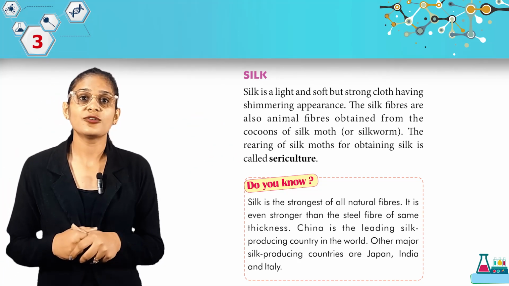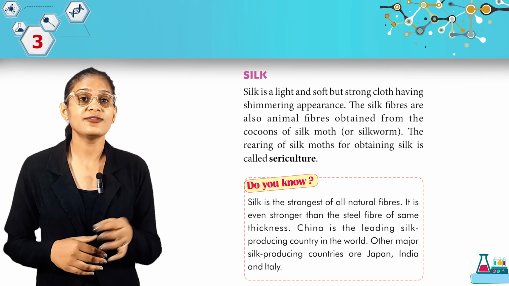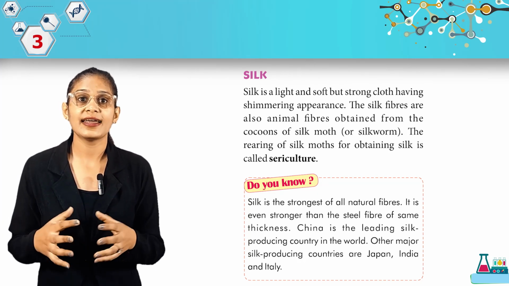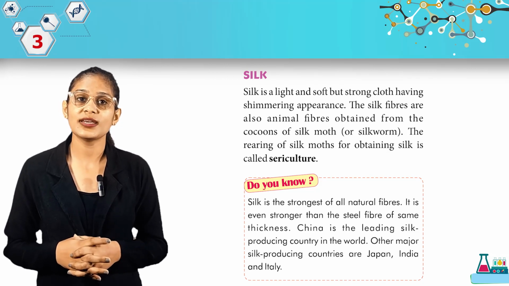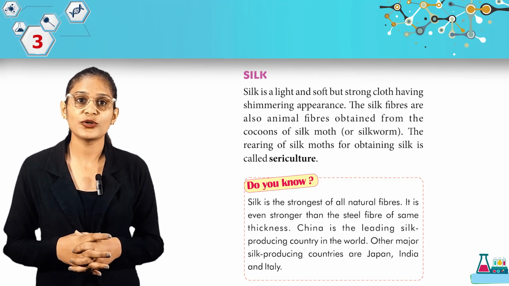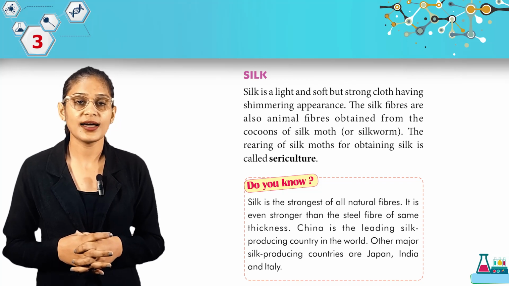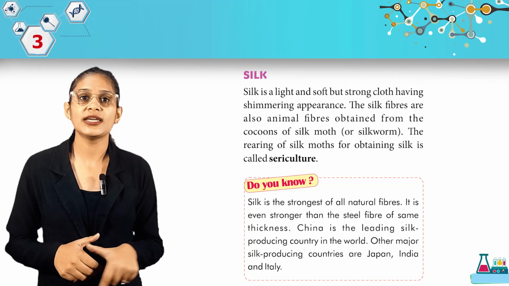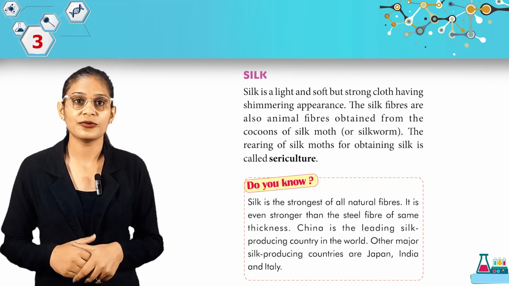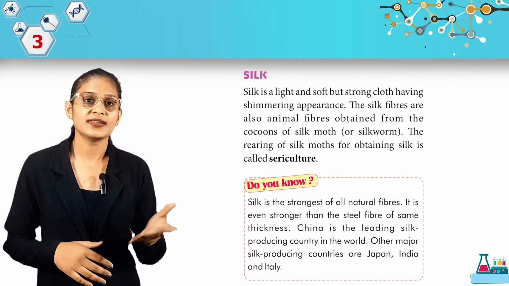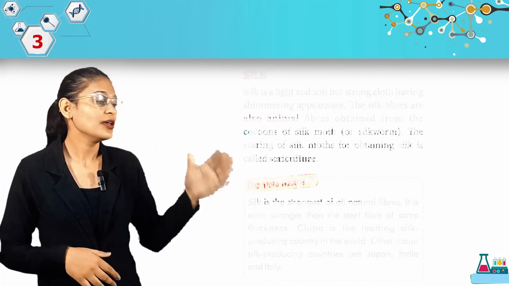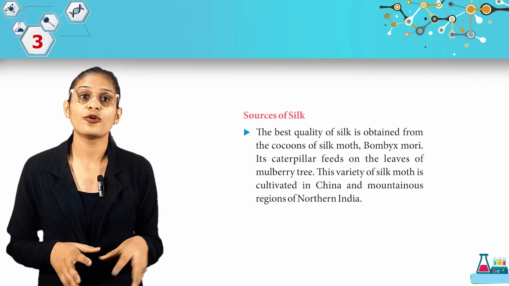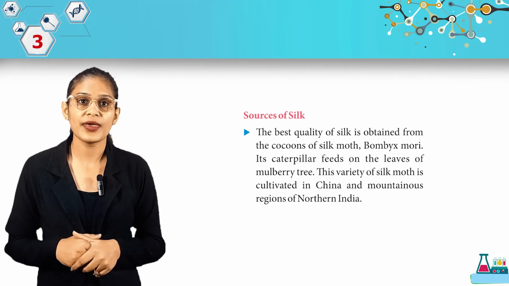Do you know? Silk is the strongest of all natural fibers. It is even stronger than a steel fiber of the same thickness. China is the leading silk producing country in the world. Other major silk producing countries are Japan, India and Italy. So students, you have to learn that the leading producing country of silk and wool is China, okay? And then Japan, India and Italy. Here we have sources of silk. The best quality of silk is obtained from the cocoons of the silk moth Bombyx mori.